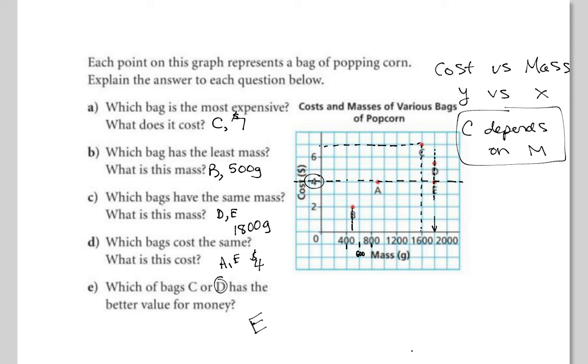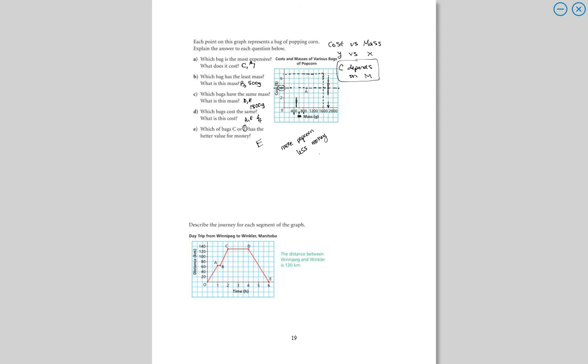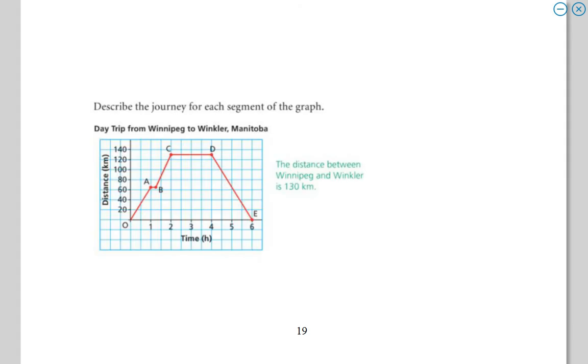Between C or D, I would pick D, right? You're getting more popcorn for less money. You could jot that down. More popcorn, less money. And if the popcorn in D is the same popcorn in C, wouldn't you rather have D? Obviously. Okay.